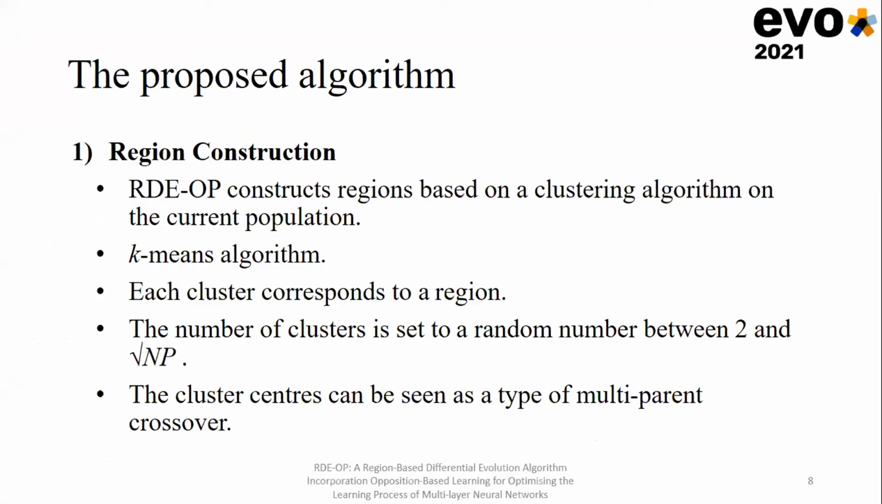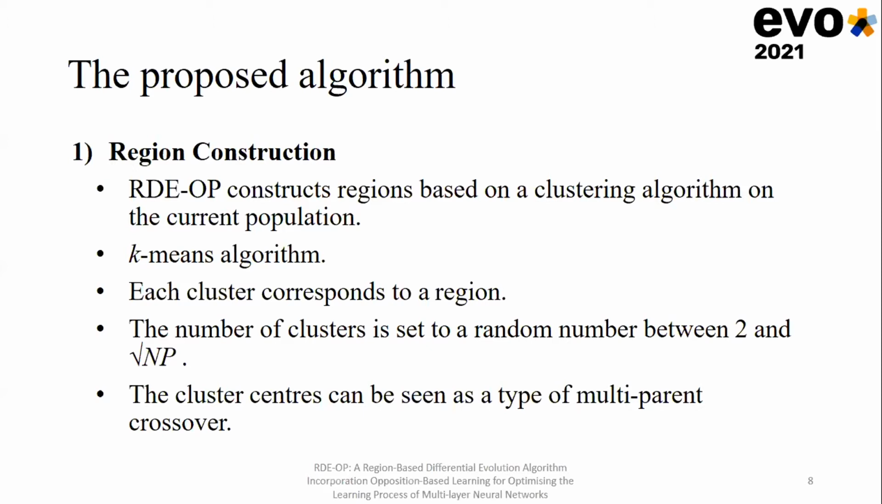As mentioned, my proposed algorithm is based on a region strategy. In the first step, RDE-OP constructs regions based on a clustering algorithm on the current population. Here in this paper, we selected the K-means algorithm as a popular clustering algorithm, and each cluster here corresponds to a region. The number of clusters is set to a random number between 2 and the square root of NP. NP here means population size.